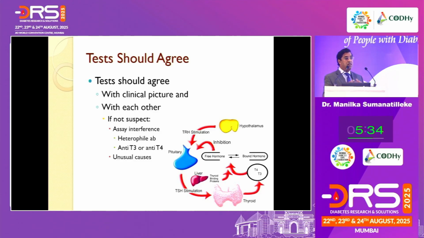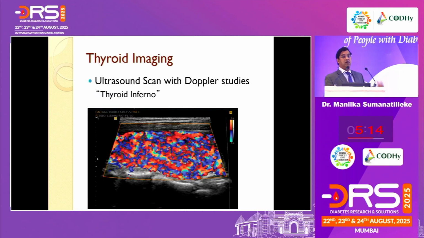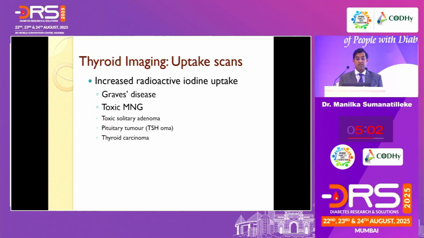So that's why I said, if the tests are not agreeing with each other and the clinical features are not agreeing with the tests, then think about rare causes, antibody interference, heterophile antibody, or rare causes like TSH-oma or thyroid hormone resistance, which is out of the scope of this lecture. But if you do a simple ultrasound and see a diffuse goiter, and your radiologist says there is a thyroid inferno, unless otherwise proven, that is Graves' disease.